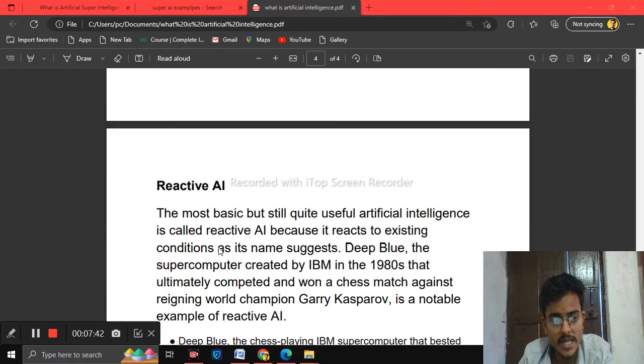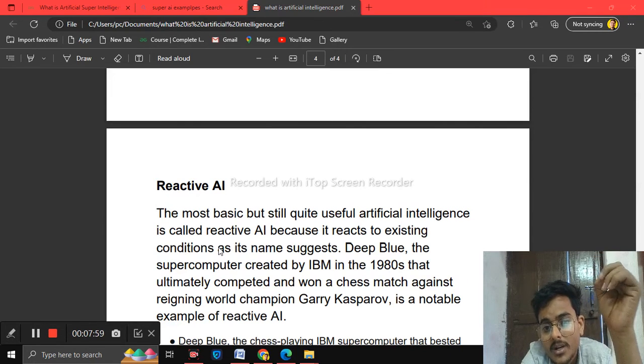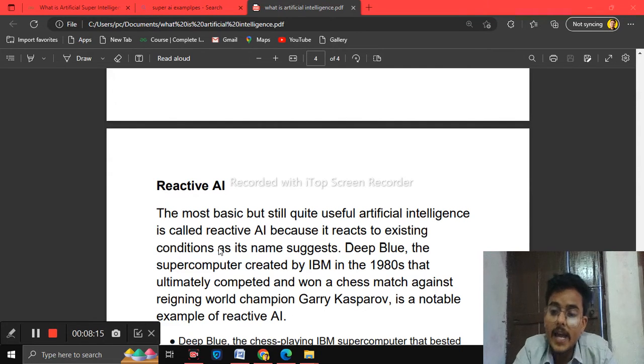Okay guys, the next one is reactive AI. What does reactive AI mean? Let's have a look at reactive AI. The most basic but still quite useful artificial intelligence is called reactive AI because it reacts to existing conditions, as its name suggests. Deep Blue, the supercomputer created by IBM in the 1980s, ultimately competed and won a chess match.